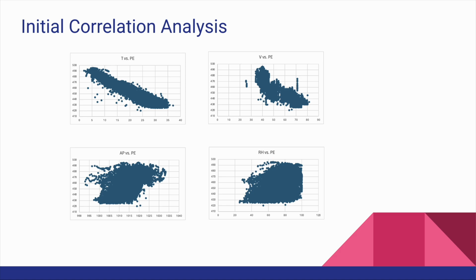Before building the model, I did an initial correlation analysis between the individual metrics and the target metric to see if there's any strong correlation. And you can see here that temperature and exhaust vacuum seem to have the strongest correlation out of the four. And this will also help with feature selection later.